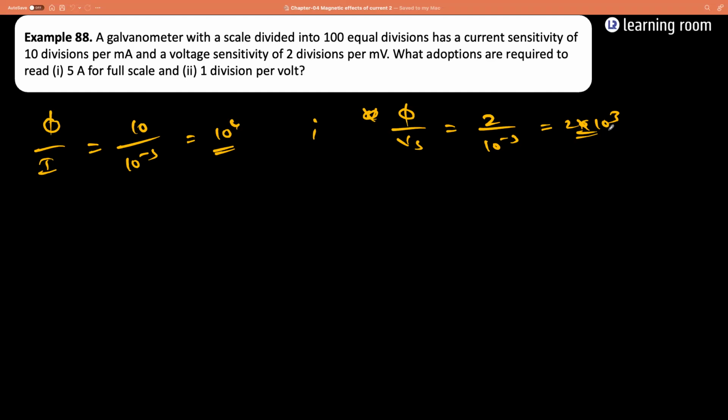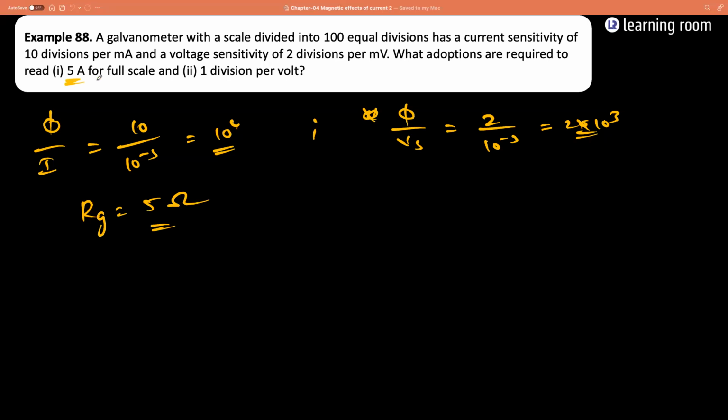Sir, we can find R by dividing current by sensitivity. Like, current divided by sensitivity, what is the value of R? 5 ohms, sir. 5 ohm, yes, that's the resistance of the galvanometer. Correct. The resistance of the galvanometer comes out to be 5 ohm.